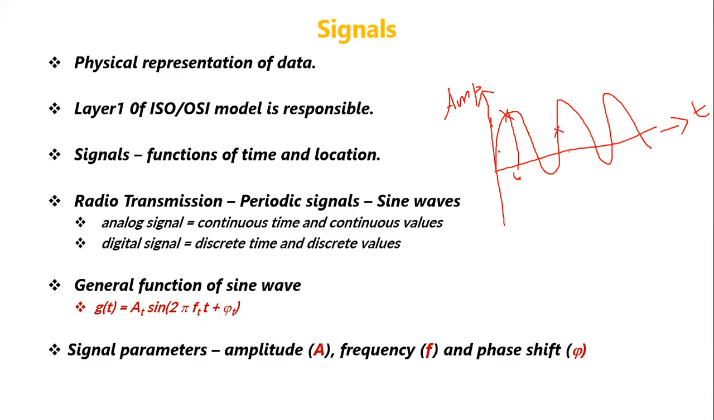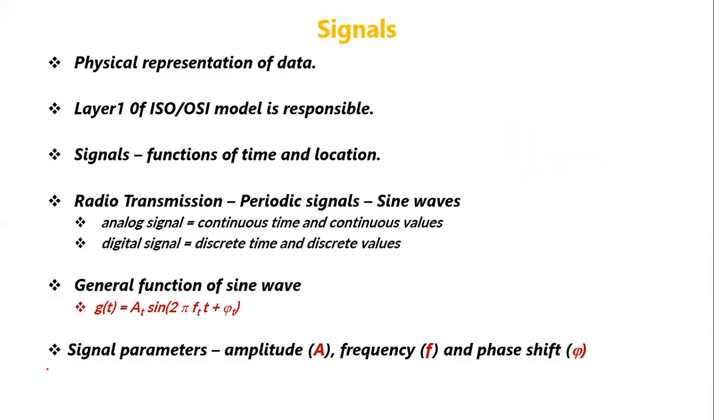And this is the frequency of the signal. This is one cycle. What is the duration of one cycle? That is the frequency. And phi is the angle at which the signal is starting. So that is called phi. It is the phase of the signal. Phi represents the phase of the signal.